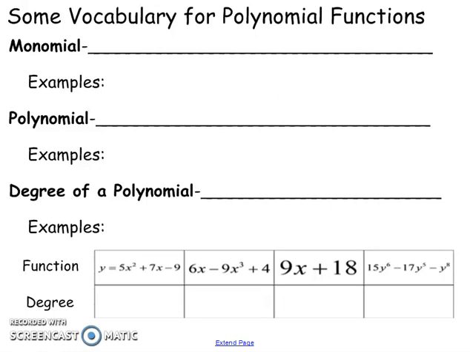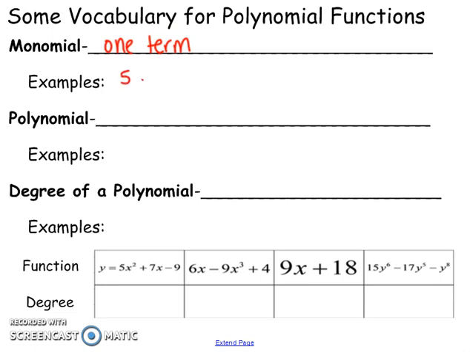Some initial vocabulary for polynomial functions are the following. So the first one would be a monomial. So a mono means one. So a monomial means that there's one term. So one term means that there's no addition or subtraction. There's just one figure. So for example, 5 is an example of a monomial.